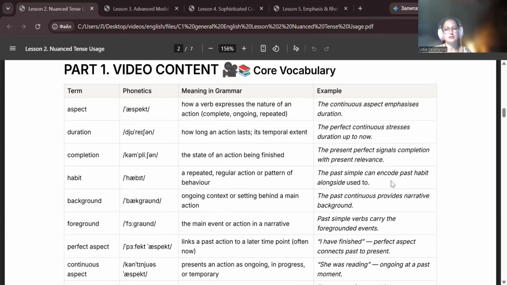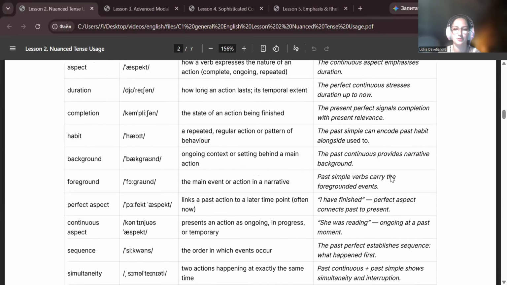The past simple can encode past habit alongside used to. Background. Ongoing context or setting behind a main action. The past continuous provides narrative background. Foreground. The main event or action in a narrative. Past simple verbs carry foreground events.